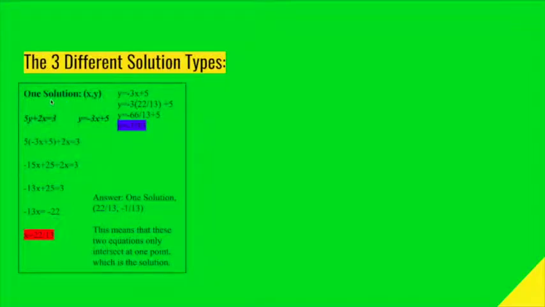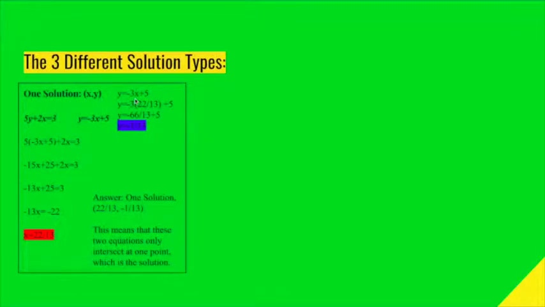Our equations are 5y plus 2x equals 3 and y equals negative 3x plus 5. So we're going to distribute the 5 to negative 3x plus 5, and we get negative 13x plus 25 equals 3. So then we get to negative 13x equals negative 22, which is x equals 22 over 13.